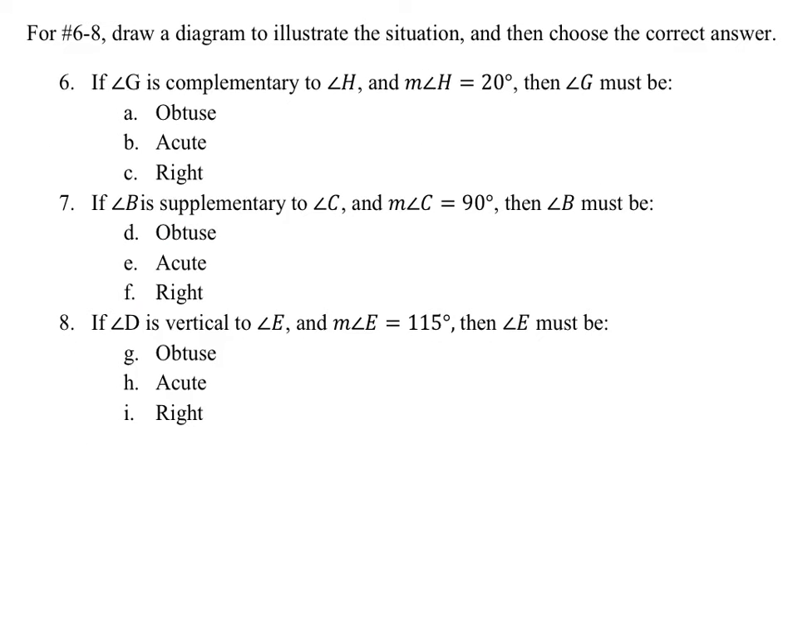All right, if G is complementary to H, so the two angles are complementary, then G must be acute because the two would add up to 90 degrees. In fact, we can find the measure of G would be 70 degrees because the two, again, have to add up to 90 degrees, which is complementary.